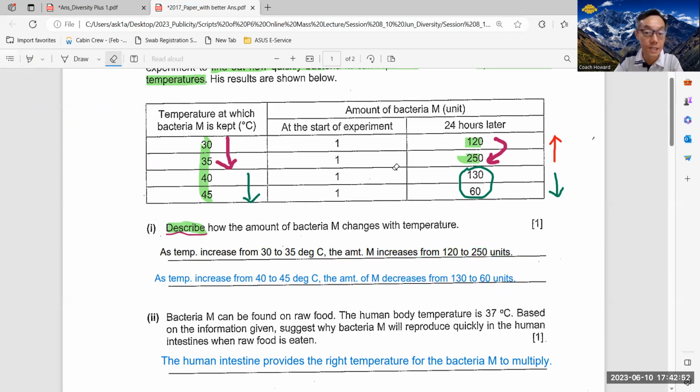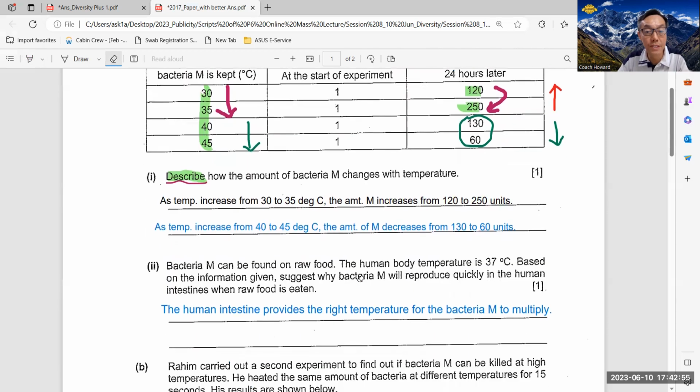Next, these are application questions. The question says that bacterial M can be found on raw food. You can highlight this: raw food means food that's not cooked. And the human body temperature is 37 degrees Celsius. So the instruction is, based on the information given, suggest. Can you see the word suggest? Suggest means as long as your reason is acceptable, within reasonable limit, you can get the marks. Why will bacterial M reproduce quickly in the human intestine when raw food is eaten?